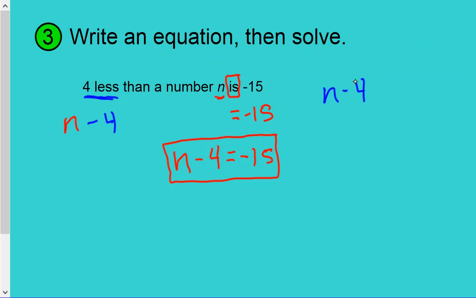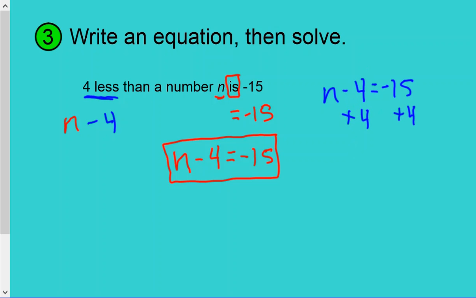n minus 4 equals negative 15. Okay, in order for us to isolate the variable, we need to get rid of that negative 4. So we're going to do the inverse operation, or the opposite of subtracting 4, which is adding 4. And if we do it to one side, we must do it to the other.